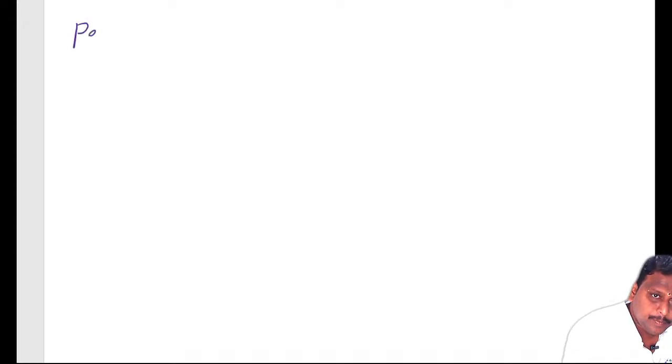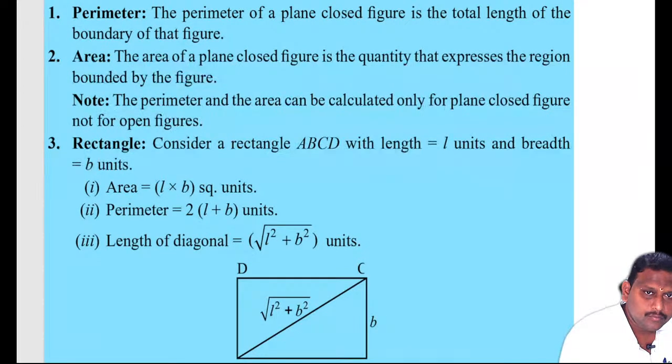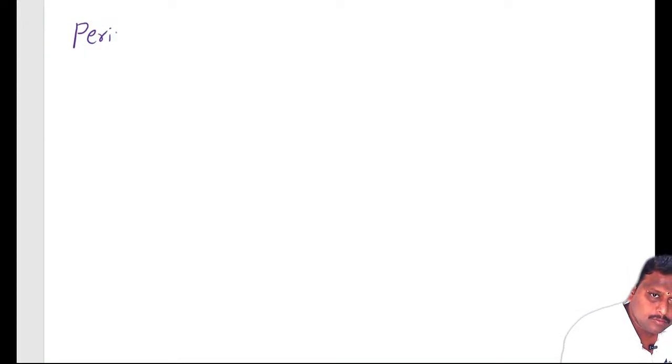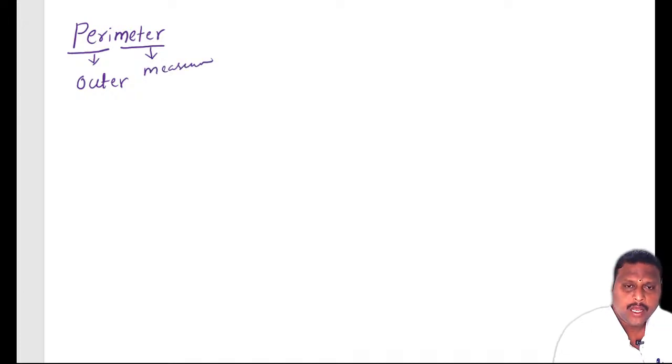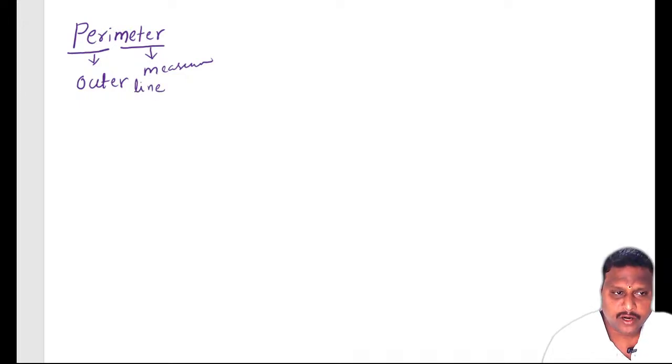What is perimeter? Peri means outer. Meter means measure. So perimeter means outer line measurement. Perimeter means what, Nana? Outer line measurement.